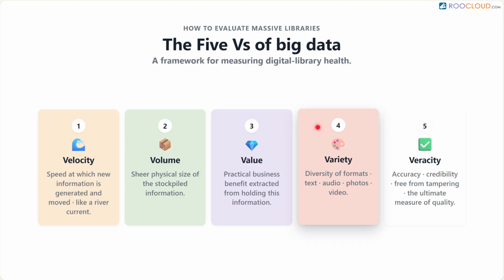Fourth is variety. This refers to the diversity of the formats, such as mixing text documents with audio recordings, photographs, and video clips. Finally, we have veracity. Veracity is the ultimate measure of quality, looking at whether the information is completely accurate, highly credible, and free from tampering.